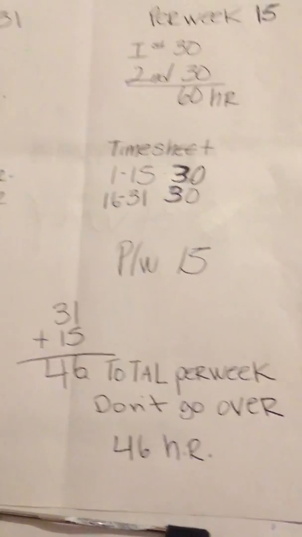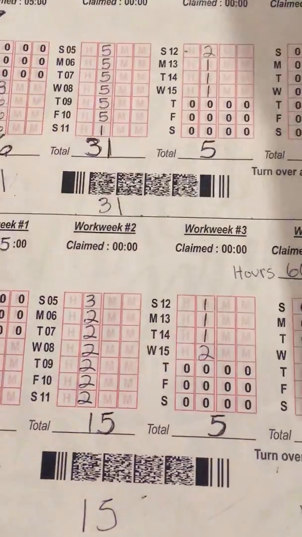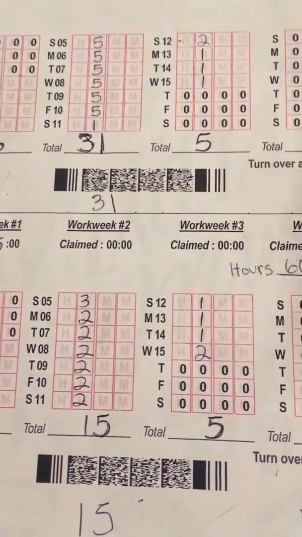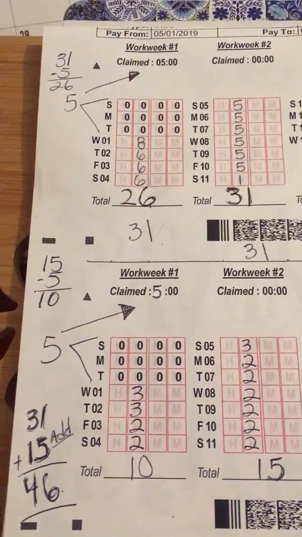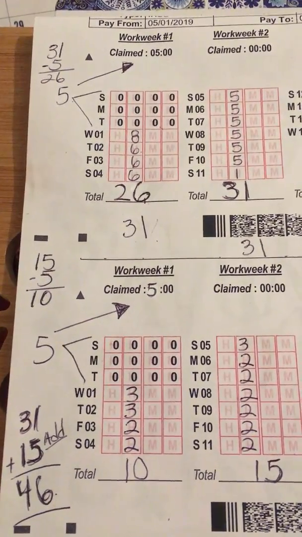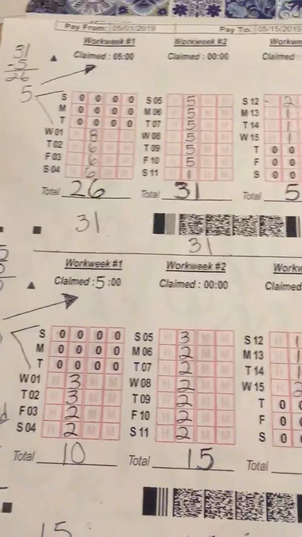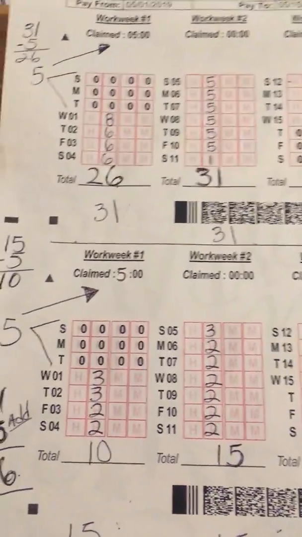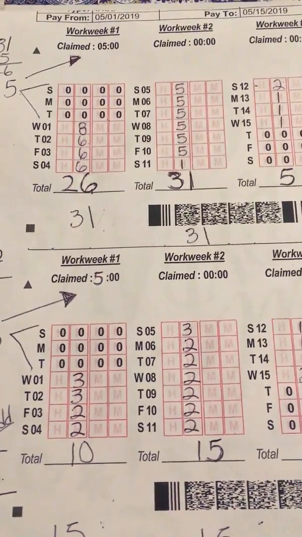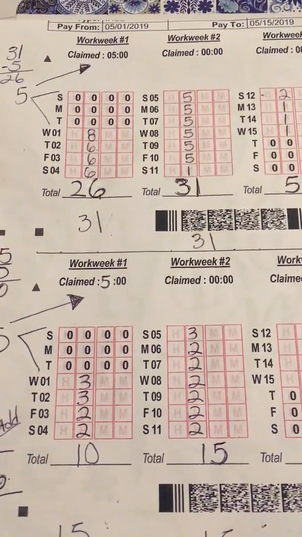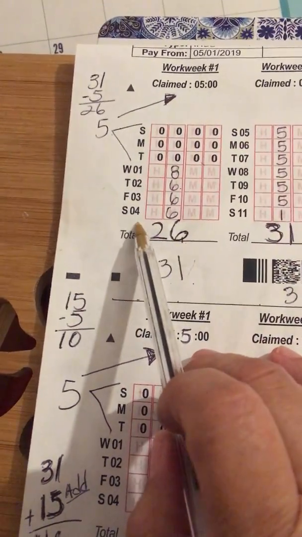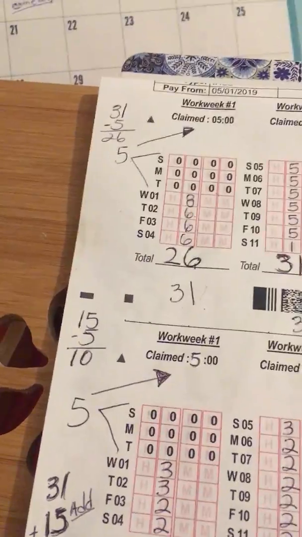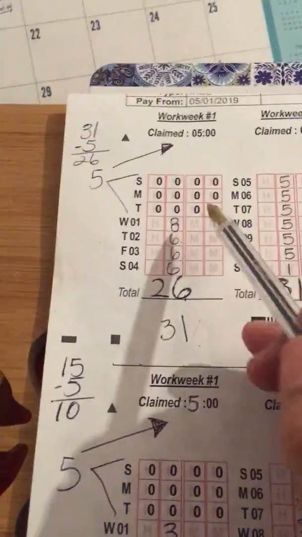Now some people are allowed to work 66 hours per work week. That's if you have more than 2 or 3 or 4 consumers that you're allowed to work for. So our work week starts on Saturday and ends on Sunday. So remember, our work week starts on Sunday and ends on Saturday. Now here we go.